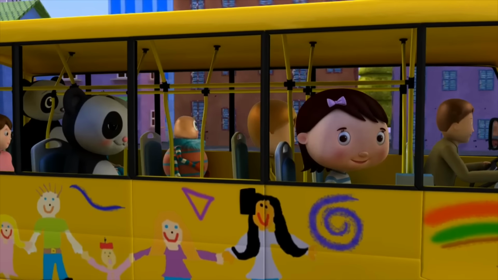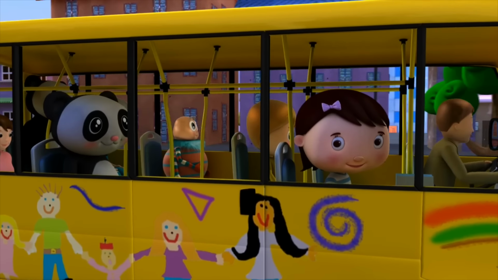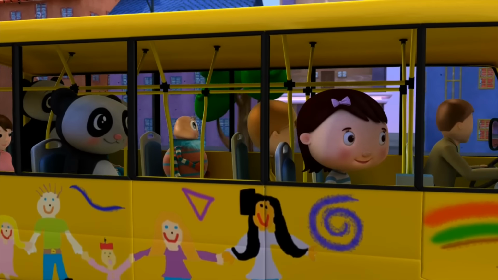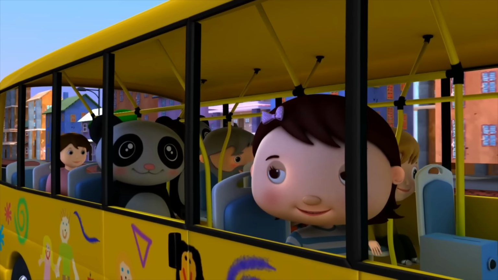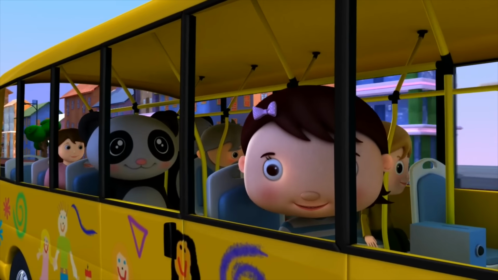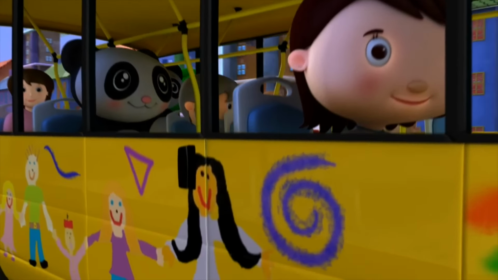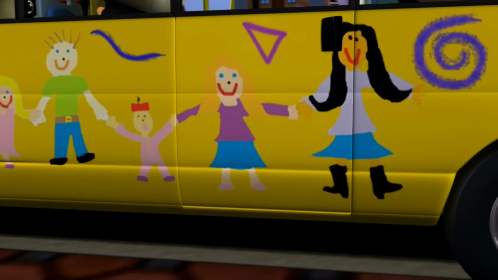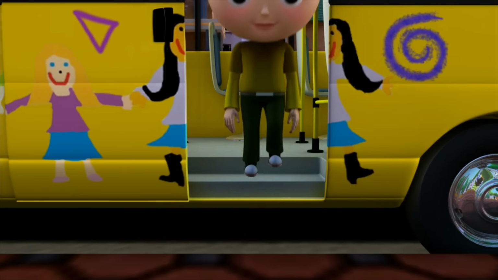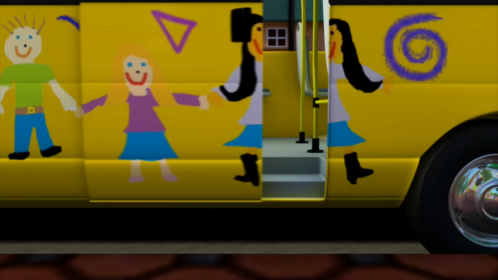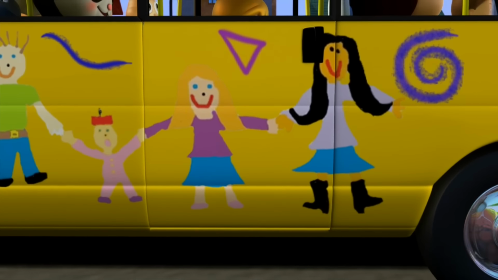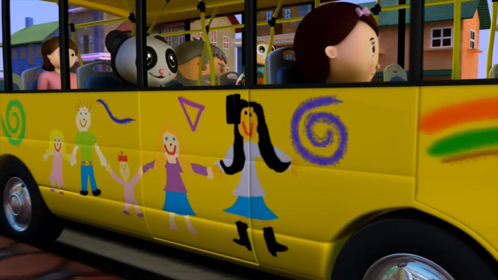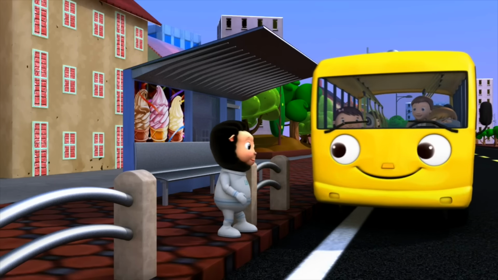The people on the bus go up and down, up and down, up and down. The people on the bus go up and down, all through the town. The doors on the bus go open and shut, open and shut, open and shut. The doors on the bus go open and shut, all through the town.